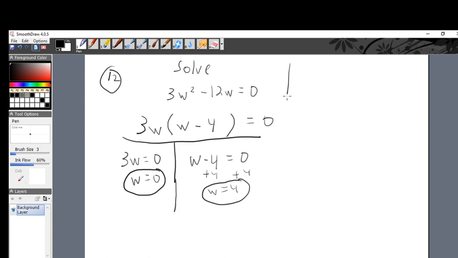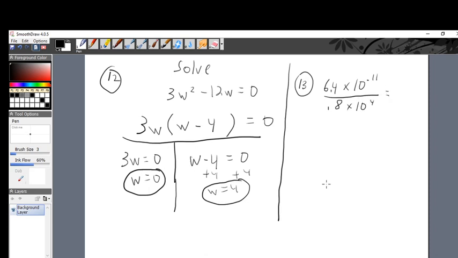Okay, here comes problem number 13. We had almost the same exact stuff on the first review, and it was on the first test, I believe. 6.4 times 10 to the negative 11 on top, and 0.8 times 10 to the 4. And we're supposed to take care of this. Okay, my scrap paper. Let me put it down here, scrap paper.